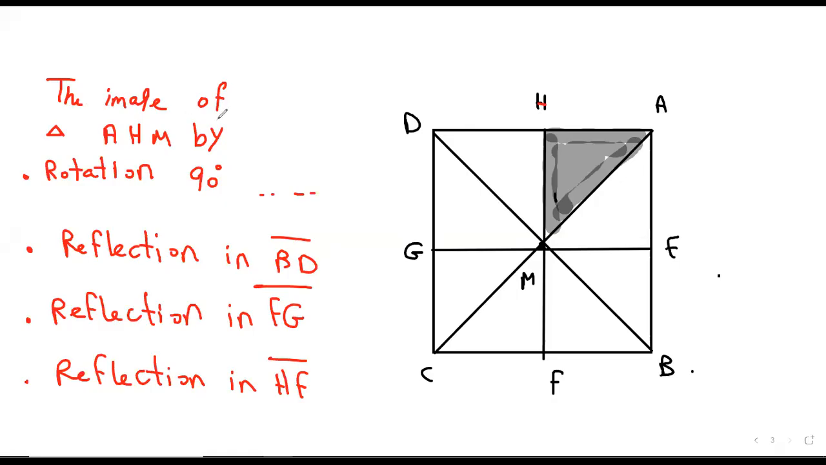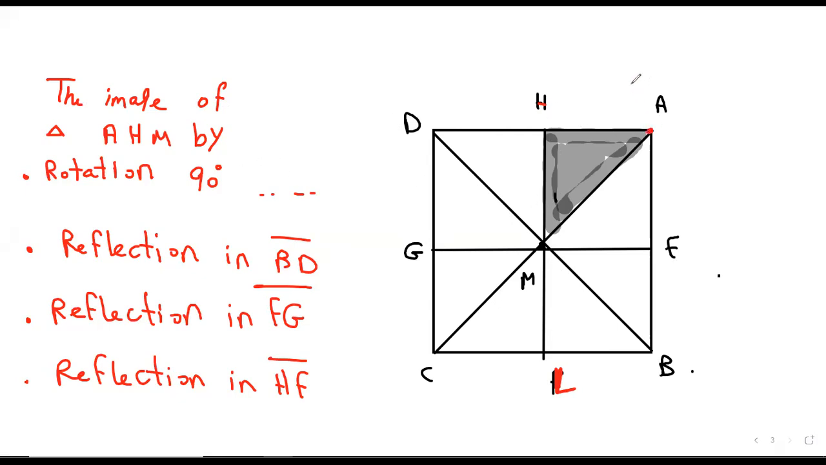Here in this example, we have ABCD is a square and F is the midpoint of AB. And this point, let's call it L. L is the midpoint of BC, G is the midpoint of CD, and H is the midpoint of AD. I want to find the image of the triangle AHM by rotation 90.